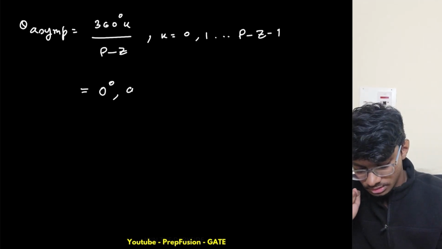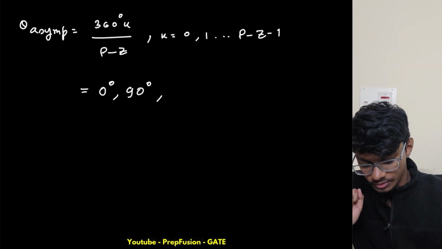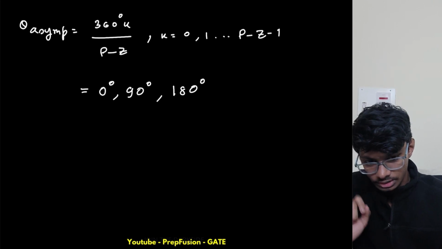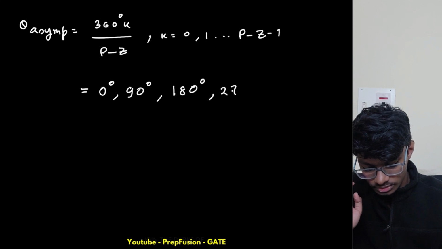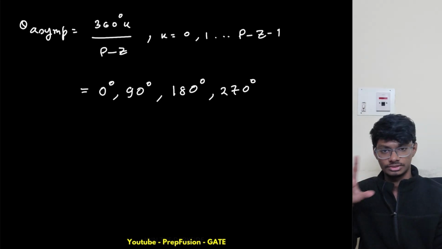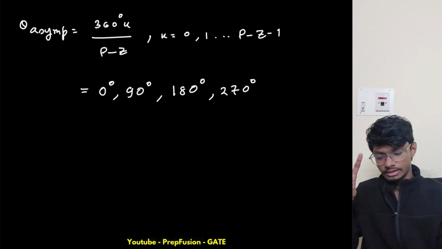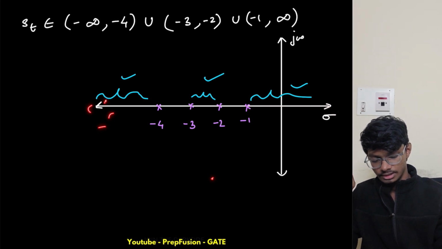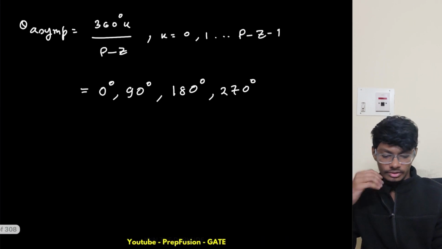So this is 90 for k equals 1, k equals 2 is basically 180, right? And k equals 3 is again, okay, what do you get? K equals 3 is 270, because 90 times 3 is 270. So this is what we get basically. So as I can see, here I have one of the asymptotes, here I have one of the asymptotes, here I have one of the asymptotes, and here I have one of the asymptotes, right? So I have 4 asymptotes.